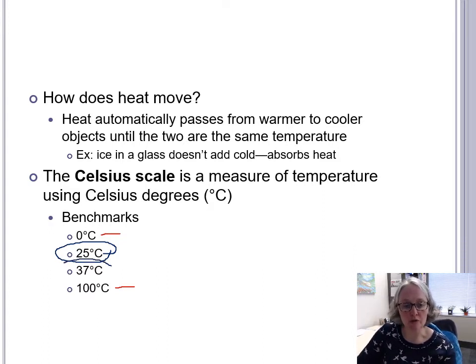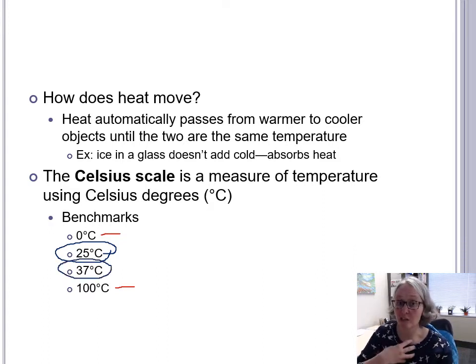Also important is 37 degrees Celsius, which is important to us. 37 degrees Celsius is your body temperature. That's normal human body temperature. So be familiar with these 4 benchmarks in the Celsius scale.